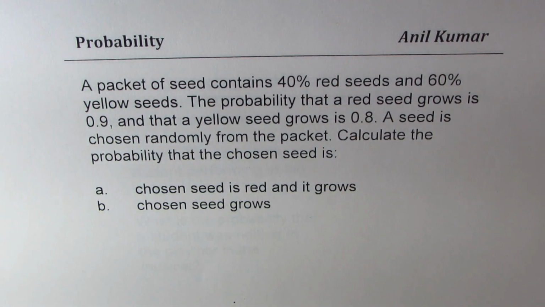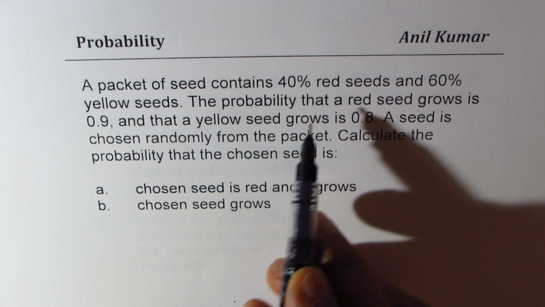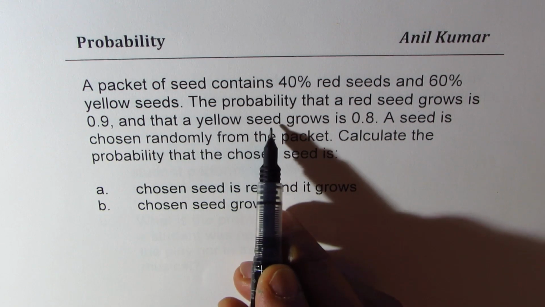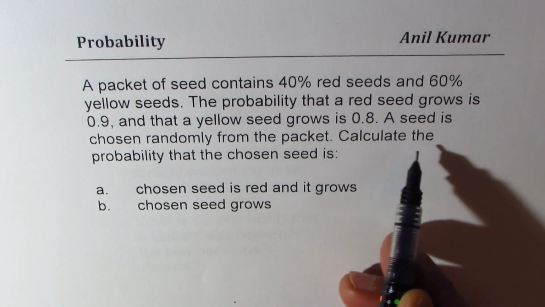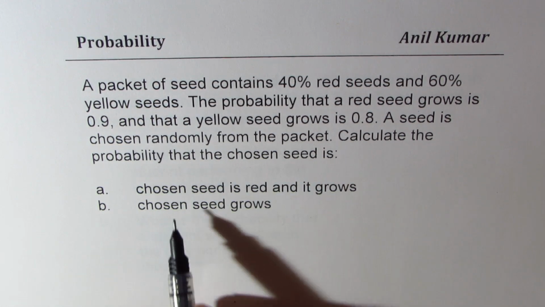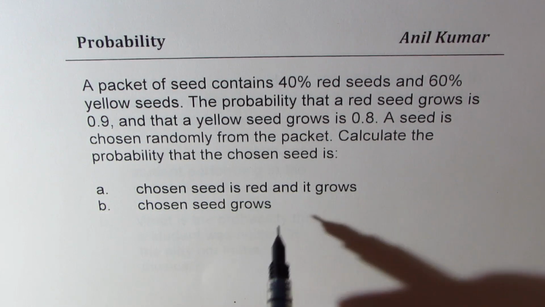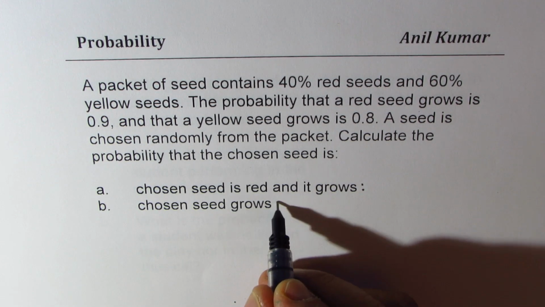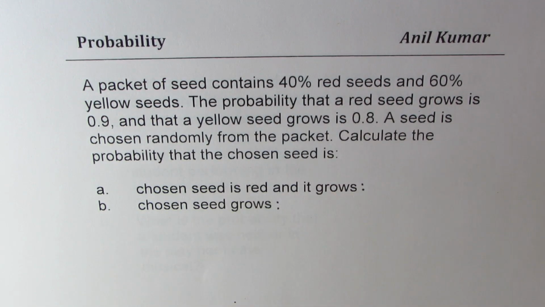A pack of seed contains 40% red seeds and 60% yellow seeds, right? The probability that a red seed grows is 0.9 and that the yellow seed grows is 0.8. A seed is chosen randomly from the packet. Calculate the probability that the chosen seed is red and it grows. So we are looking for red and it grows, and the second is chosen seed grows, just grows, right? So you could do it in a couple of ways. We could have a tree diagram.